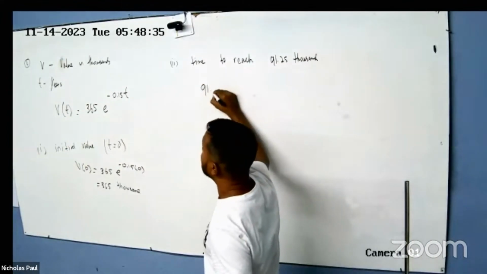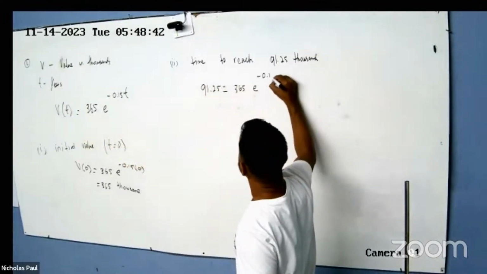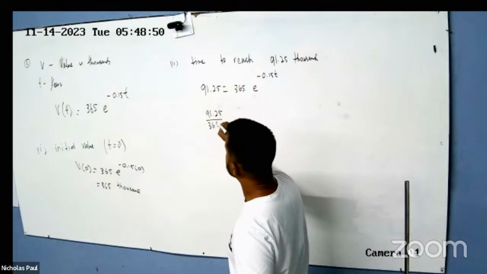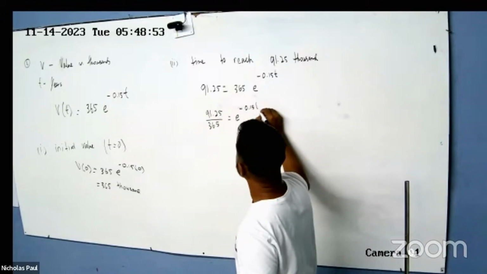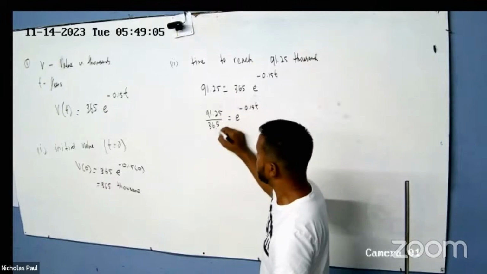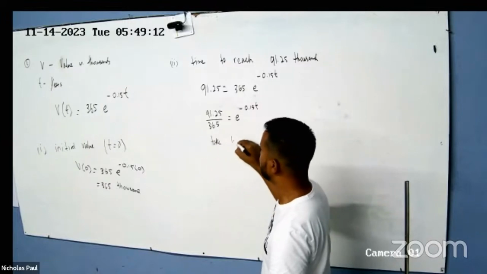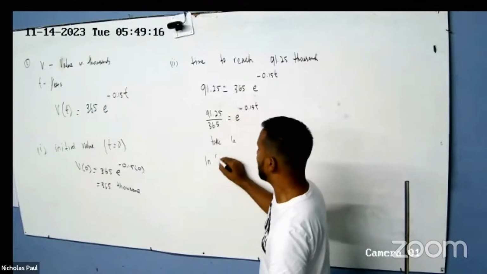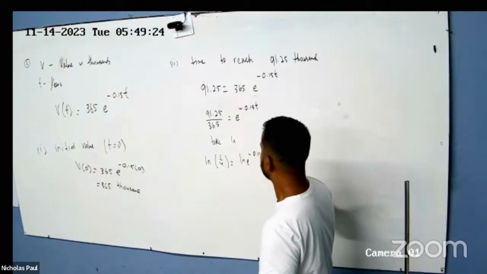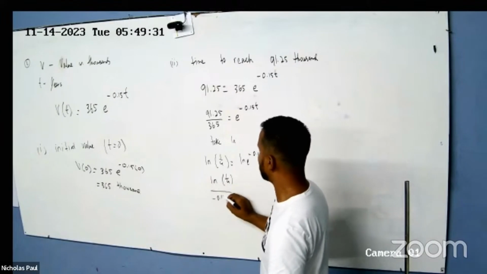So you're going to put 91.25 equal to 365 by e to the minus 0.15t. Carry this here. You'll get 91.25 over 365 as e to the minus 0.15t. How much is this? It's a quarter. So we take ln of both sides: ln of a quarter is equal to ln e to the minus 0.15t. Ln e now cancels, so you'll get ln of a quarter all over minus 0.15.